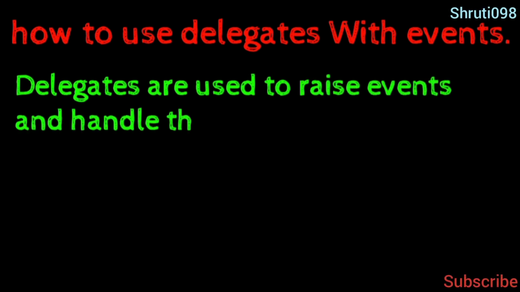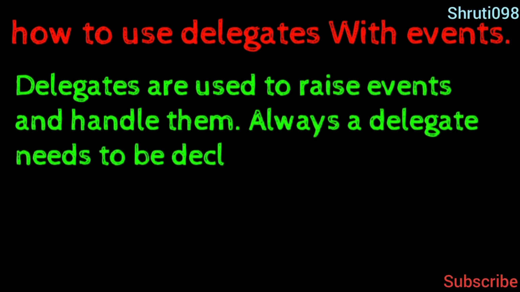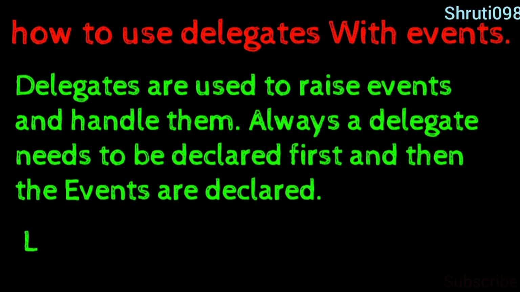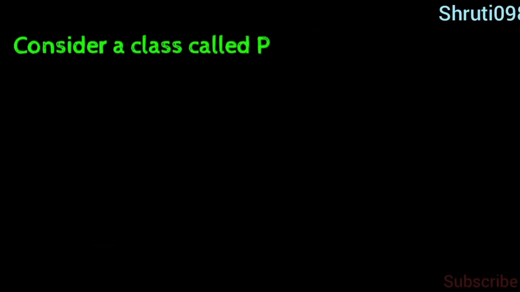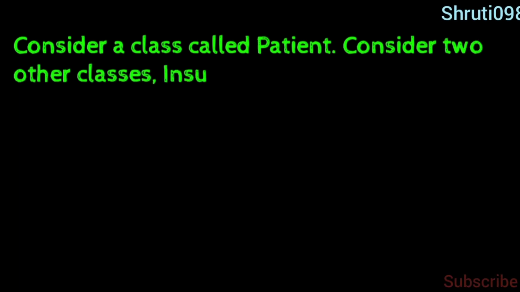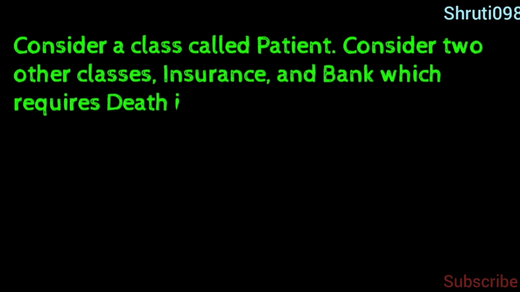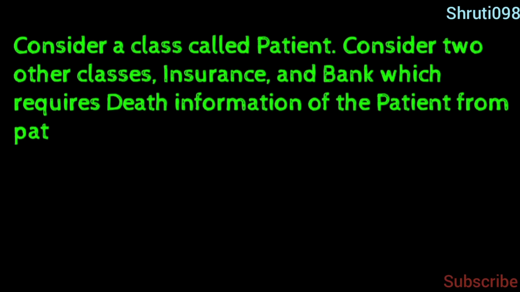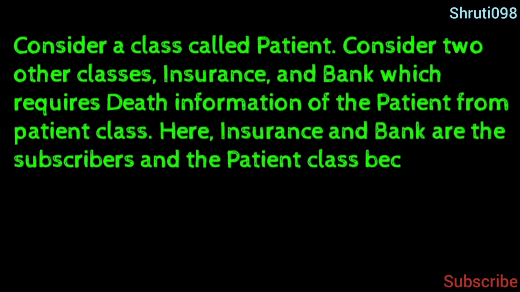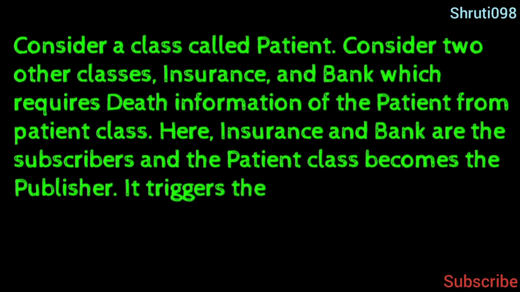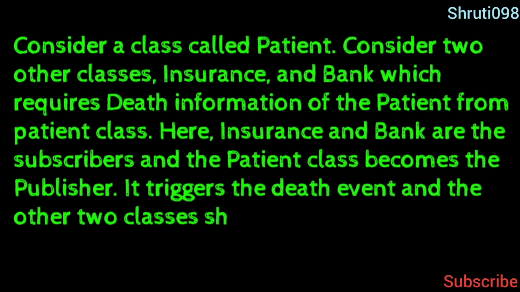Question: how to use delegates with events? Answer: delegates are used to raise events and handle them. A delegate always needs to be declared first and then the events are declared. Let us see an example. Consider a class called Patient. Consider two other classes, Insurance and Bank, which require death information of the patient from the Patient class. Here, Insurance and Bank are the subscribers and the Patient class becomes the publisher. It triggers the death event and the other two classes should receive the event.